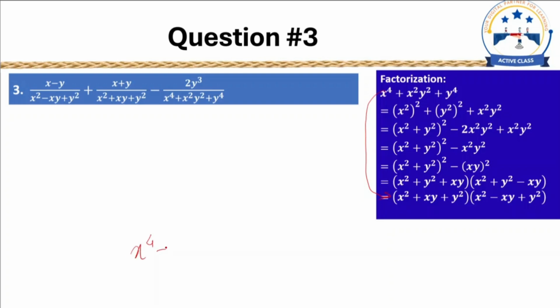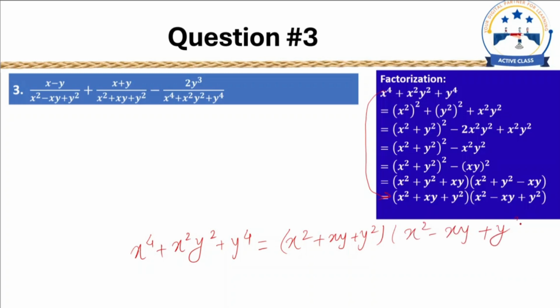X to the power 4 plus x square y square plus y to the power 4 equals x square plus xy plus y square times x square minus xy plus y square. So this is the standard formula you can use wherever you feel necessary. Okay, so in this place we can replace it by these two factors. Let's do that.